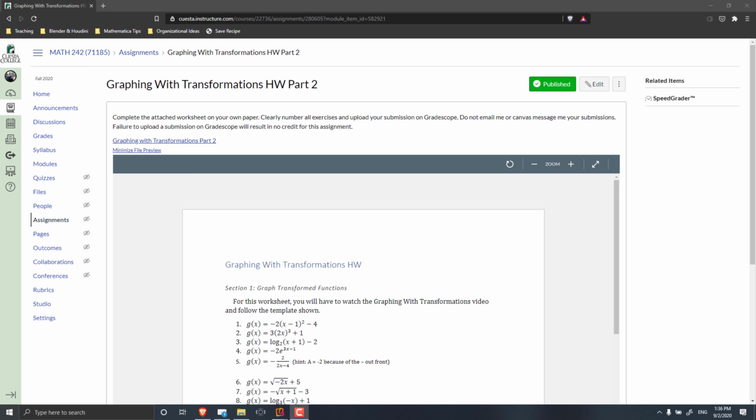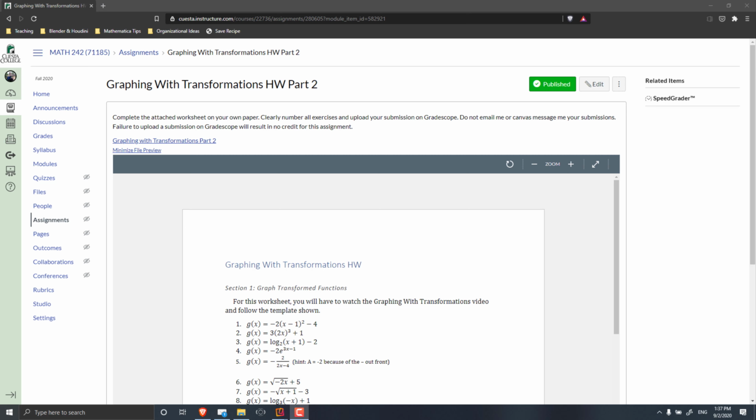Hi guys, so just to clarify some things on the graphing with transformations homework, what am I looking for? I'm going to do these because your two exam problems are like these sections on the worksheet. These are the two problems that are on your test. I'm going to do it like what I'm looking for on the test, okay?